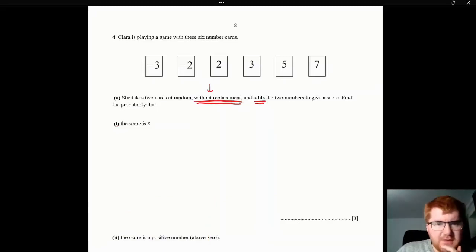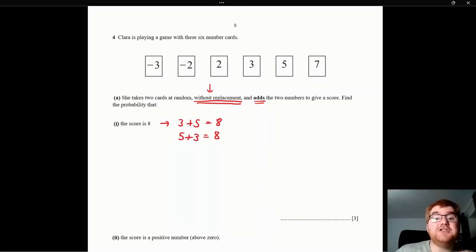So we could actually write a big diagram out here, but let's just think about this a bit more logically. How can we actually achieve 8 here with only 2 cards? Well, we can certainly do 3 plus 5. That's equal to 8. And of course, we need to consider the other way around as well. Is there any other way of actually getting 8 here? And these are the only 2 combinations available. So we need to work out the probability of 3 and 5, and then add that to the probability of 5 and 3.